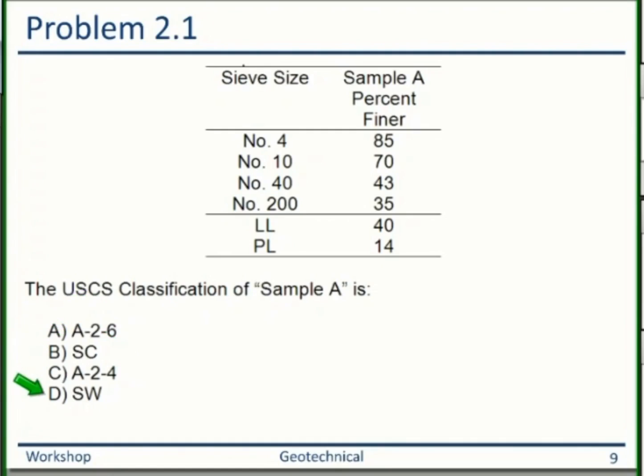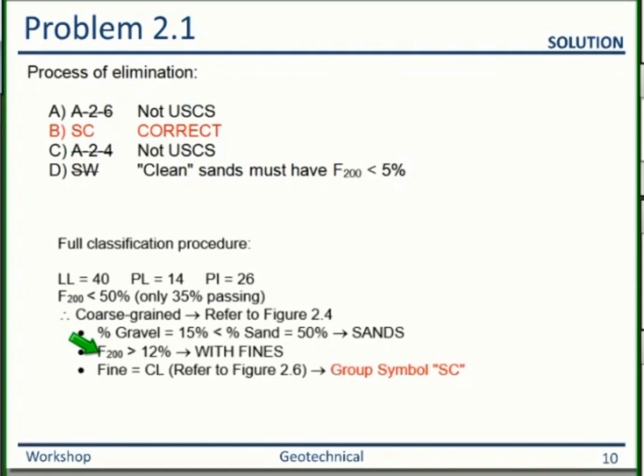If you look at answers B or D, the first letter is S, which means sand. So for both B and D, a major fraction of the soil is sand. In case of B, it contains clay. In case of D, it is clean. It contains very, very little fines. It's well-graded sand. It has coarse sand, medium sand, fine sand, everything. But this sand has more clay. So if you are an expert, you can look here, percentage passing the number 200 sieve is 35%. So B should be correct, but we have to do the problem, right? So let's look at the problem.